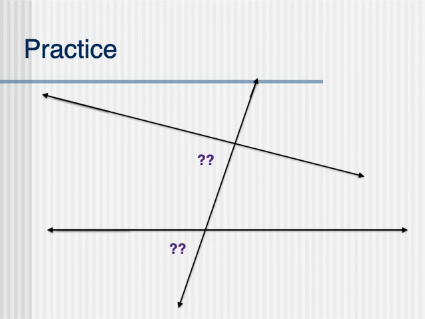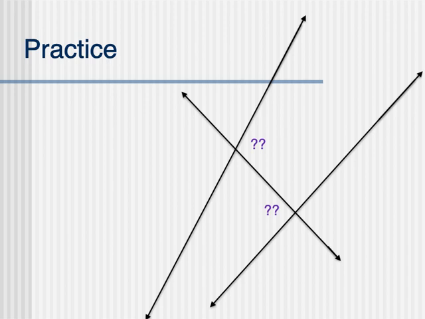What about these? And these? What's this pair called? And what are these? All right, we're going to make it a little bit harder. What would you call this pair of angles? What would these be called? What sort of angle pair do you have here? What are these?